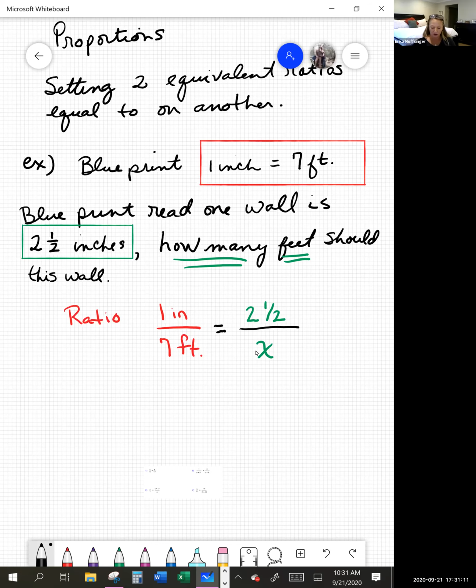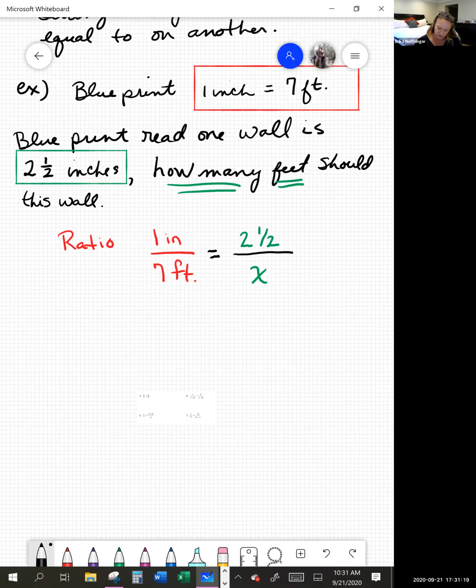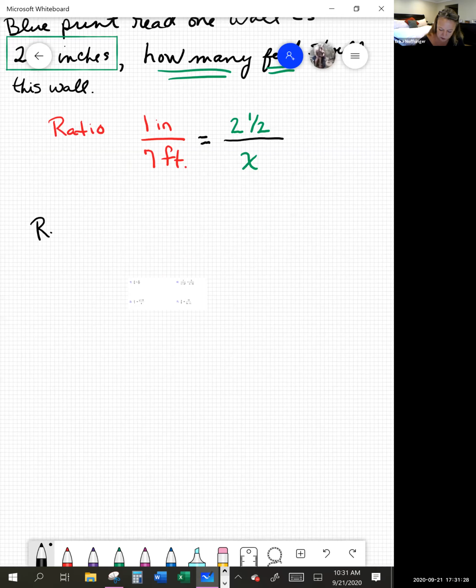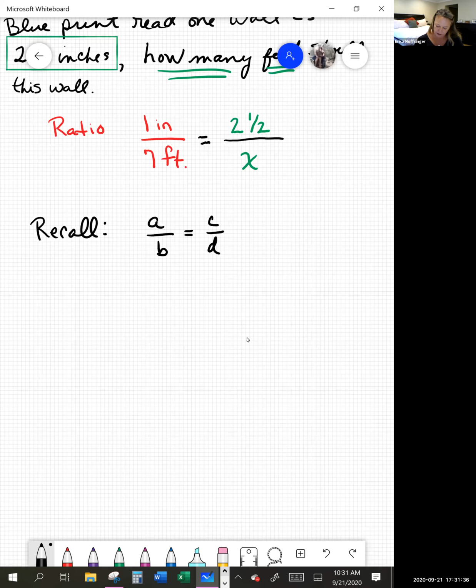Okay, so recall, and I don't know if you remember, but if you have two fractions equal to each other, we can use what is called the cross product. So if we have, let's say, a over b is equal to c over d, a fraction equal to a fraction, basically we can use the cross product.